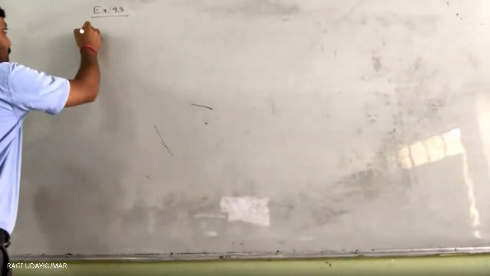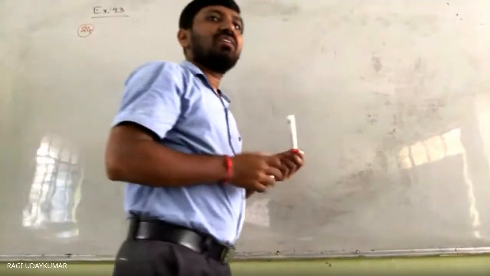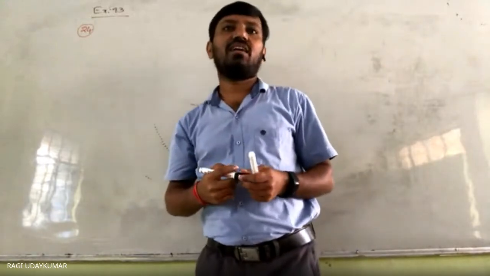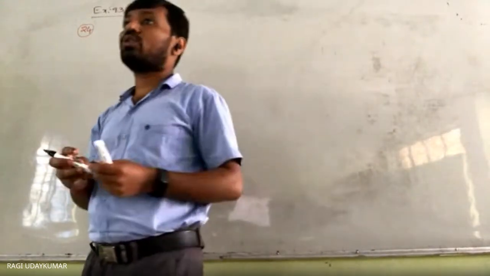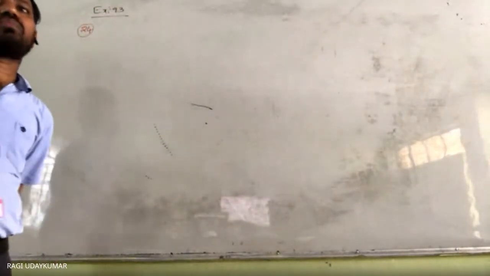24th problem C here, 9.3 exercise. Show that the ratio of the sum of the first n terms of the geometric progression to the sum of the terms from n plus 1 to 2nth term is 1 by r to the power of n. So, show that the ratio of the first n terms of the geometric progression.